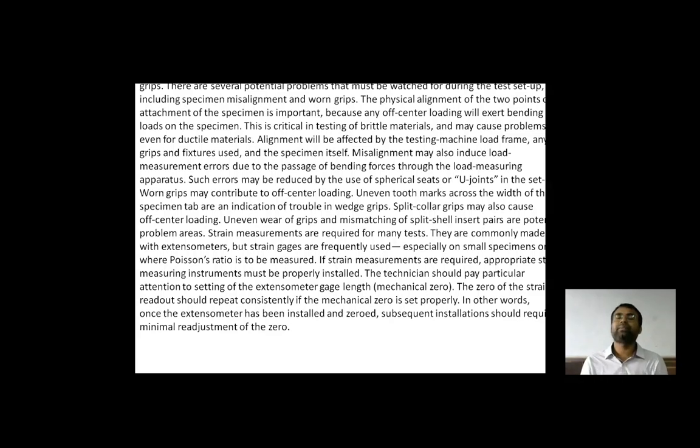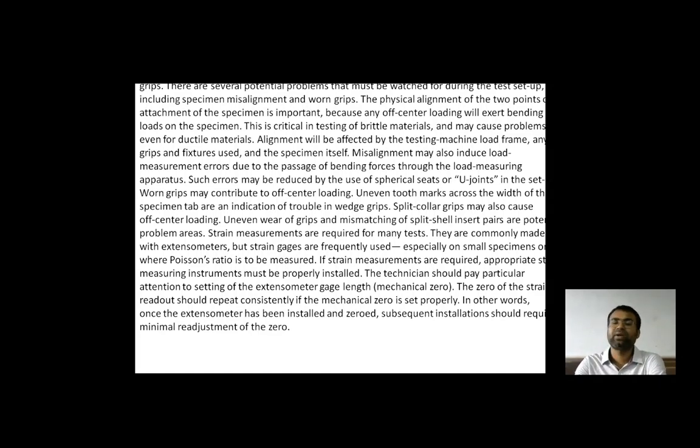So strain measurements are required for many tests and they are commonly made with extensometers, but strain gauges are frequently used, especially on small specimens or where the Poisson ratio is to be measured. So strain extensometers play a very vital role basically for those materials which possess very small dimensions.